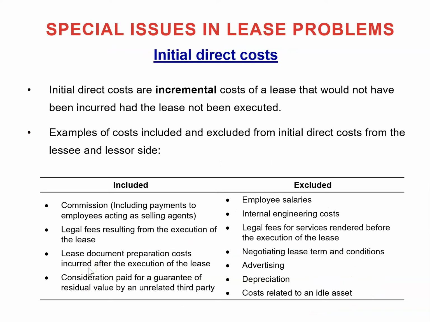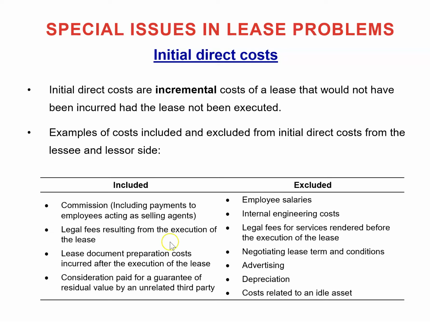Now we will see some examples of initial direct costs. Remember, these types of costs are usually paid by the lessee, and whether we include or exclude those matters especially when recording the cost of the right of use assets. But remember, these types of initial direct costs are not recorded as part of the lease liability. So these are incremental costs, those that would not have been incurred if there were no lease contract.